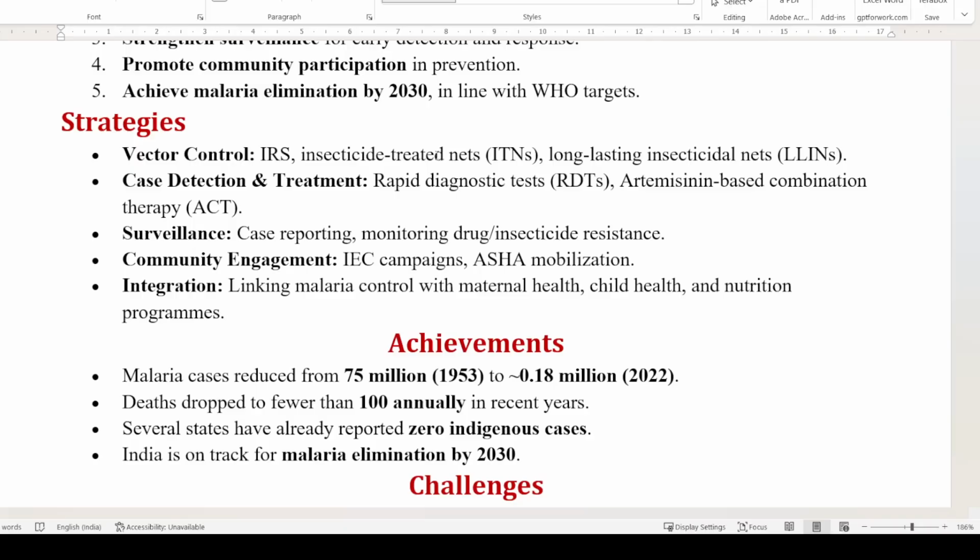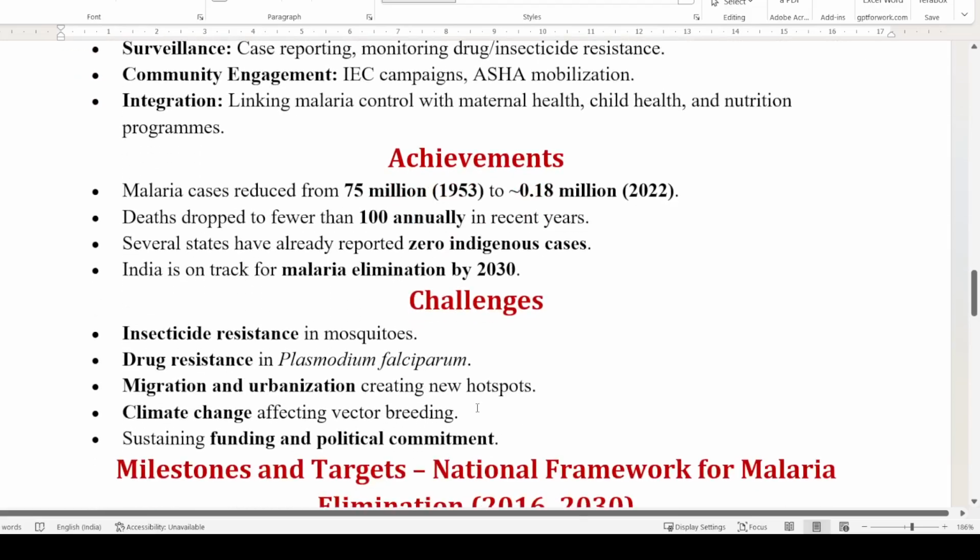Now, what was the achievement? We are talking of achievements from 1953 to 2022. The malaria cases reduced from 75 million to 0.18 million in 2022, and the deaths also dropped to fewer than 100 annually. There were no indigenous cases reported anywhere, and India is on track for malarial elimination by 2030.